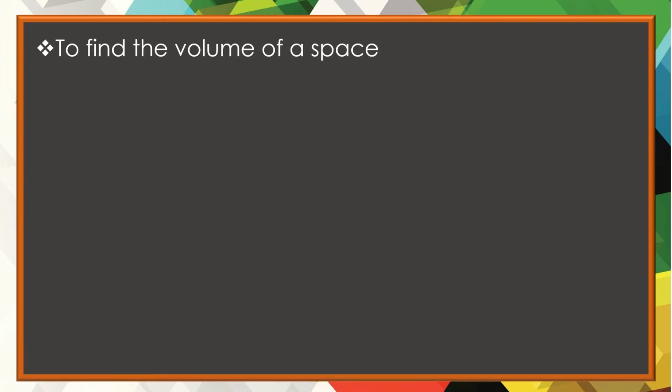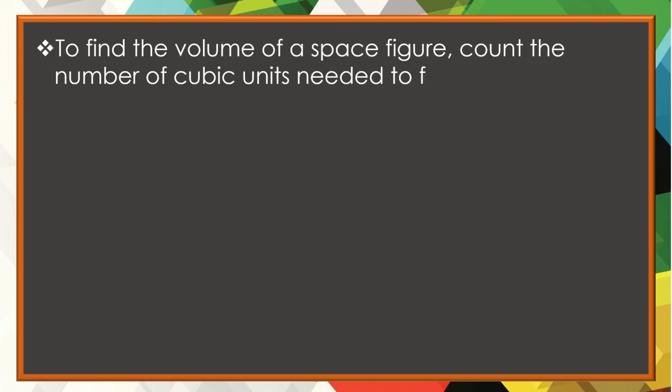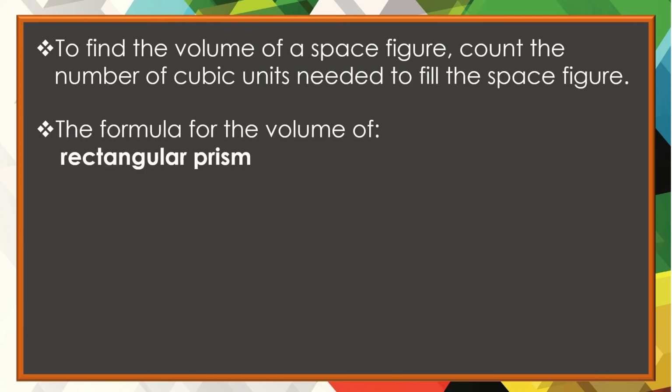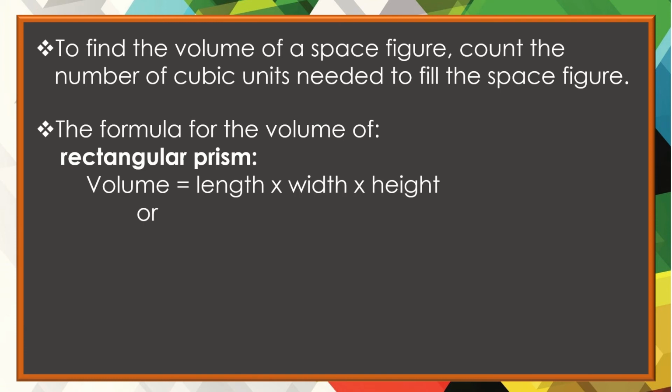To find the volume of a space figure, count the number of cubic units needed to fill the space figure. The formula for the volume of a rectangular prism: volume equals length times width times height, or V equals L times W times H.